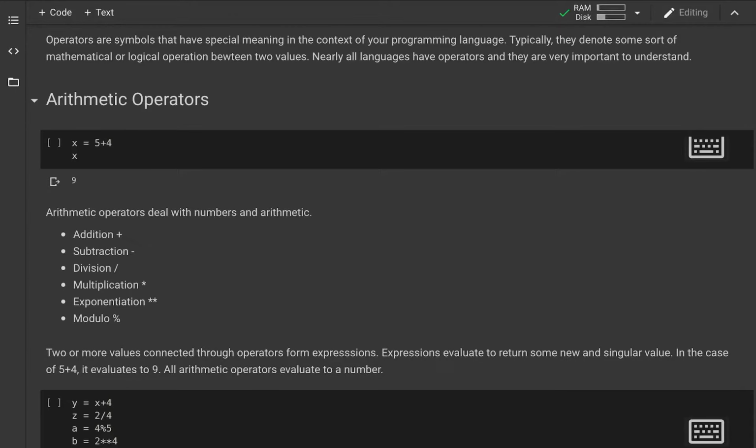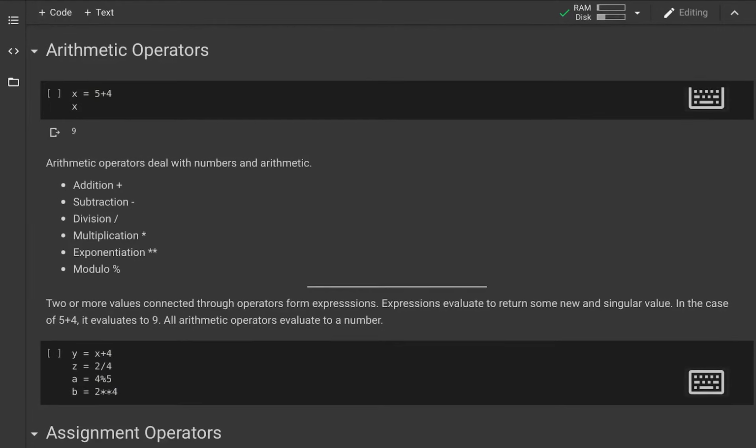Well, an operator is just a symbol that has a special meaning in the context of the language. Now, typically, when we're talking about operators, we're talking about, say, mathematical or logical operators between two values. So these are universal across almost all languages. Now, the most simple to understand, the most common that you've probably seen outside of programming are arithmetic operators. Certainly you would have seen these in math class.